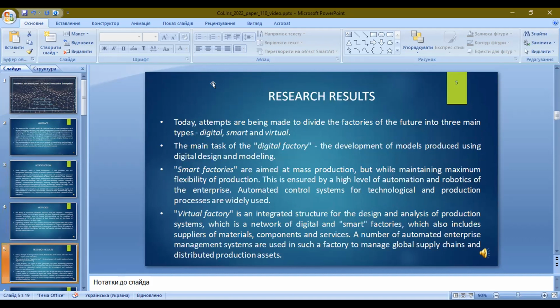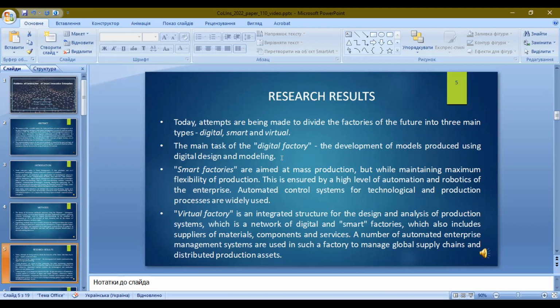Today, attempts are being made to divide the factories of the future into three main types: digital, smart, and virtual. The main task of the digital factory is the development of models produced using digital design and modeling. Smart factories are aimed at mass production, while maintaining maximum flexibility of production. This is ensured by a high level of automation and robotics of the enterprise. Automated control systems for technological and production processes are widely used.